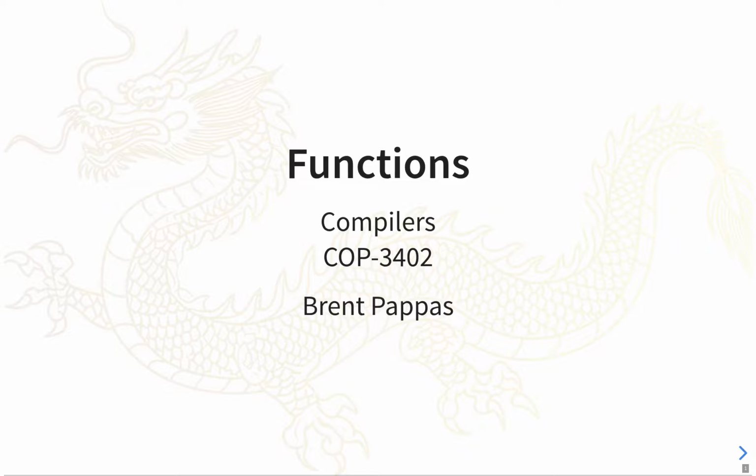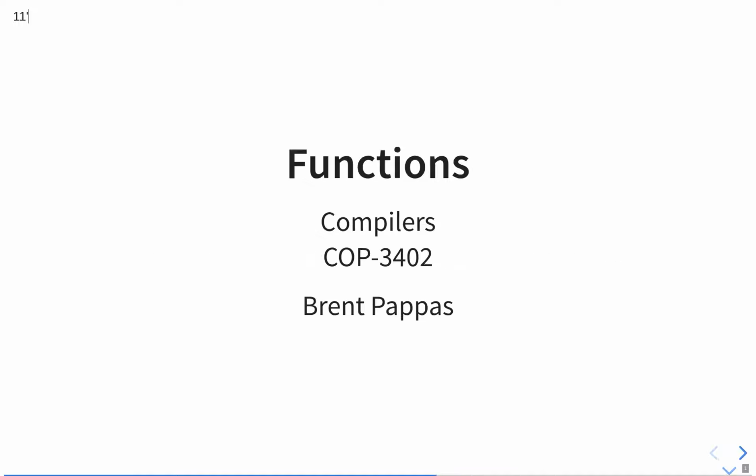Today we're going to be going over the second half of the functions segment of the compiler project. We're going to be looking at how we can allocate space for parameters and how we can add support for nested function calls. So let's go back to where we had stopped last time.